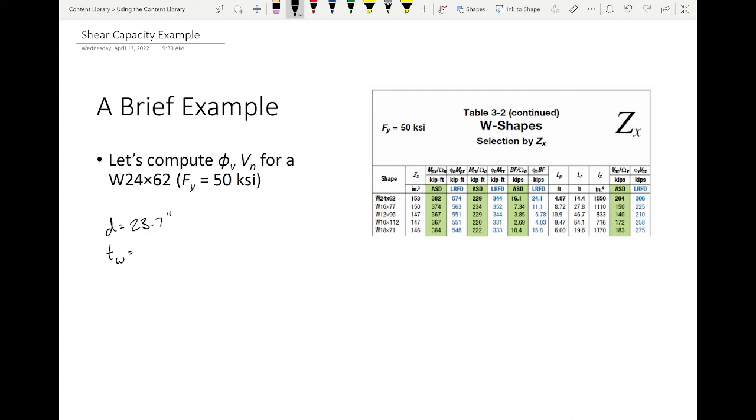And tw. 0.43. So if we wanted, we can compute 0.6 Fy Aw. So that's going to be 0.6 times 50 ksi times 23.7 inches times 0.430. What is that?